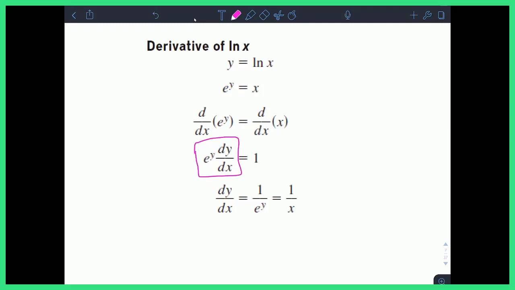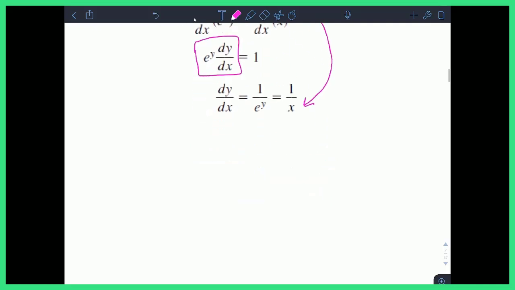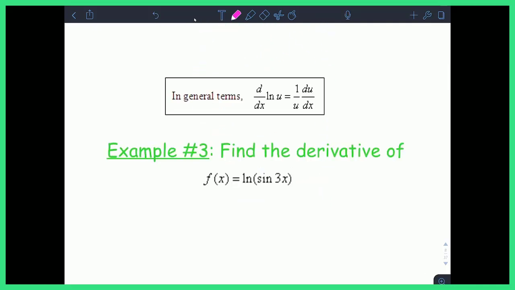And so if you rearrange terms, dy dx is equal to 1 over e to the y. But in this step, we said e to the y is equal to x. So I'm just going to make that substitution so that the derivative is equal to 1 over x. Once again, be careful with the chain rule. So the derivative of the natural log of u is equal to 1 over u times du dx, making sure you chain that respective u there. Got to make sure you multiply by the derivative of u.